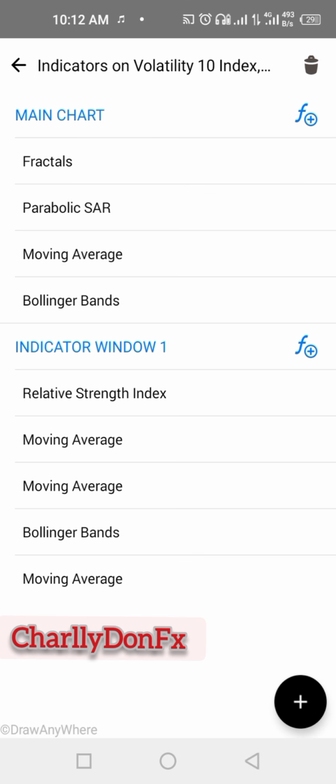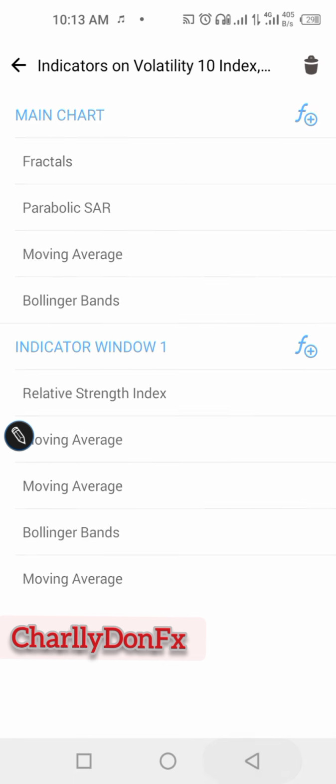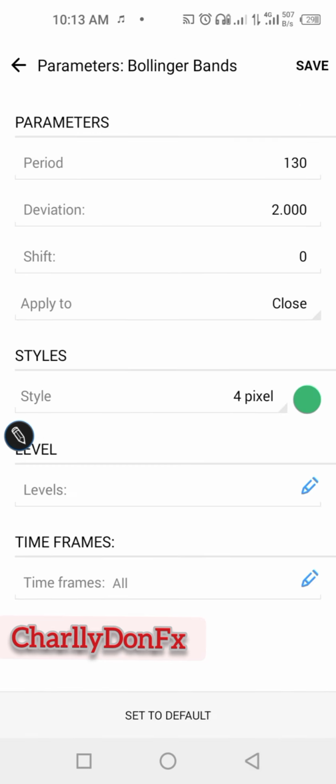The next one is a moving average. The parameters are: period 50, shift 0, method exponential, apply to close. You choose the color of your choice. And the next one is the Bollinger Band. The parameters are period 130, deviation 2.000, shift 0, apply to close. You choose the color of your choice.